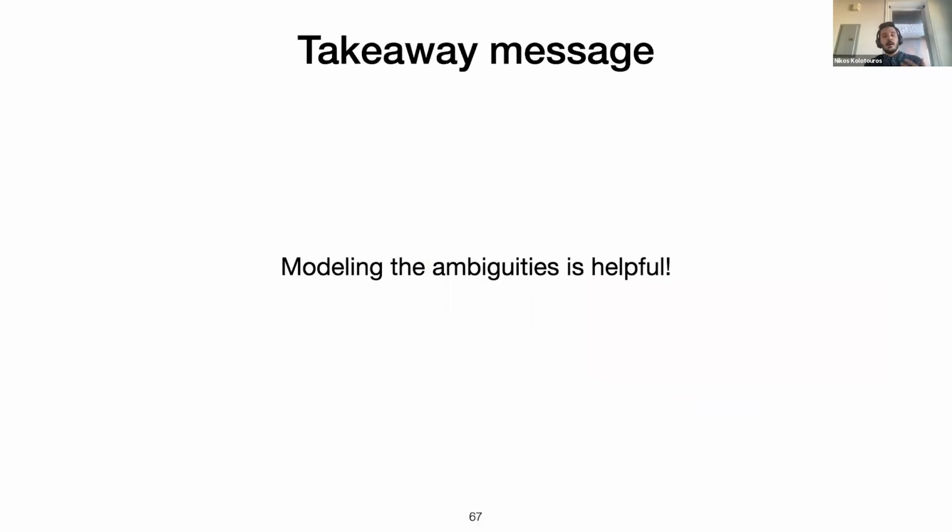And to sum up, the key takeaway message for this second part of the talk is that modeling the ambiguities is helpful. Our model can do what a regular regression model does, and at the same time is useful for solving additional downstream tasks.